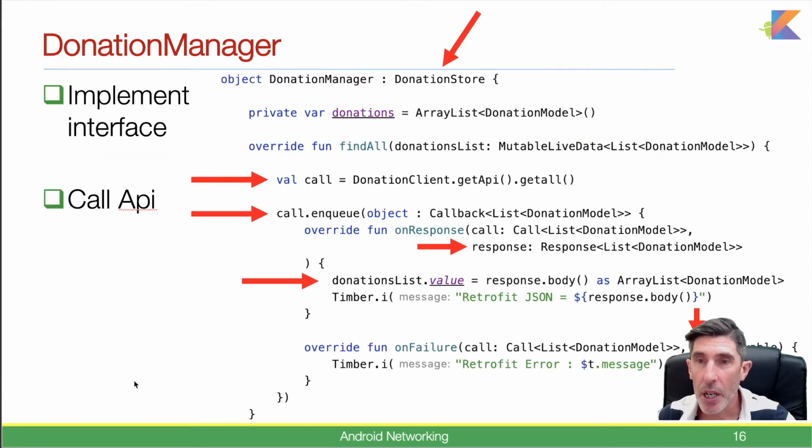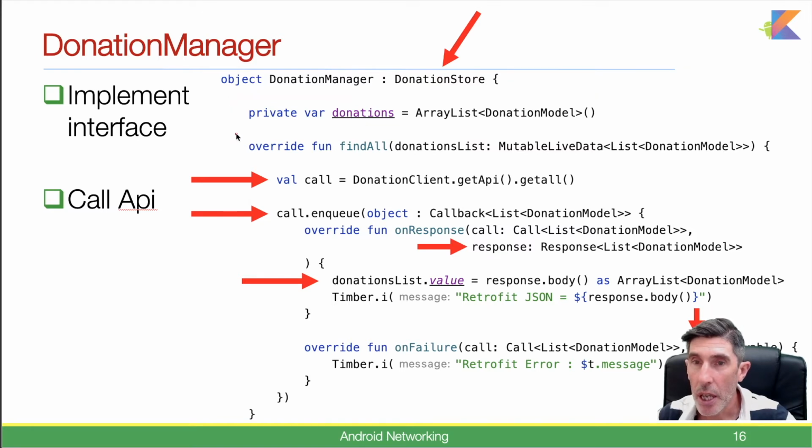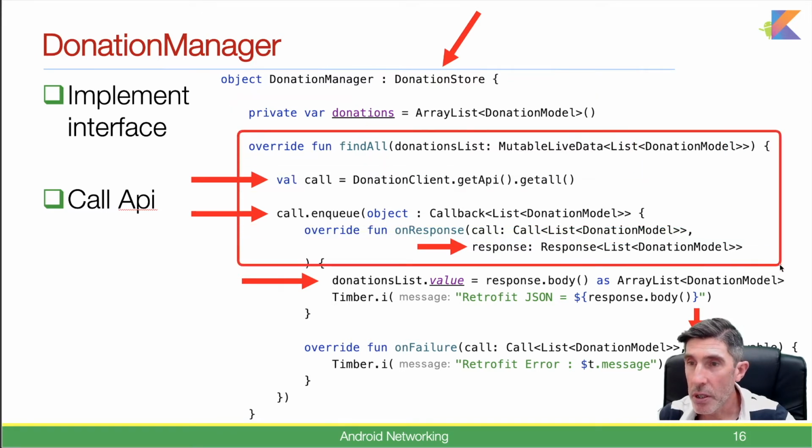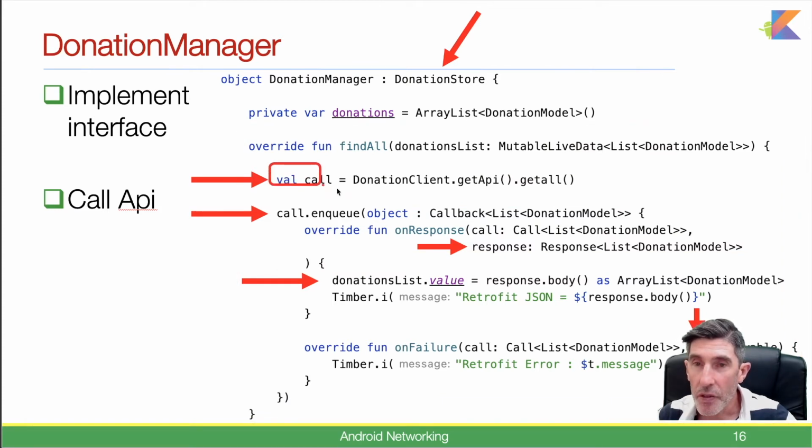Inside our manager, what we're going to do is as follows. Okay, so we see it here. So again, our manager is still implementing the donation store interface. We still have our raw donations list, but inside our find all function, this is what we have now. We create an instance of our call element, calling on the donation client. So we call donationClient.getAPI.getAll. So we're chaining a couple of calls here. This is going to generate our instance and invoke the .getAll.